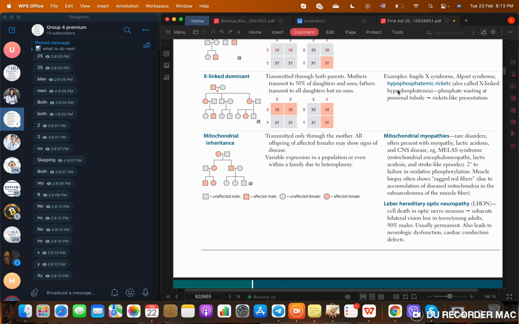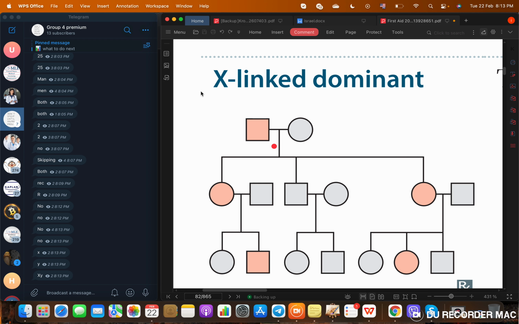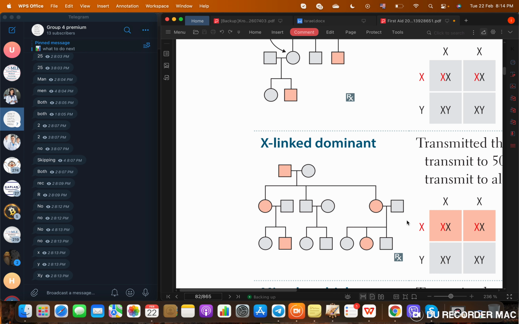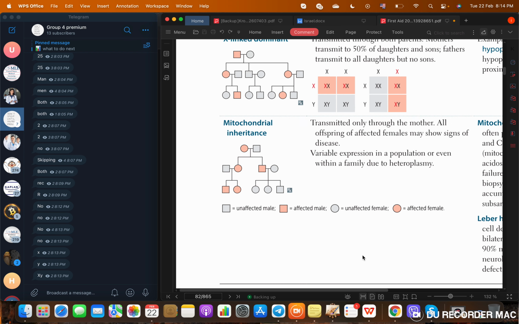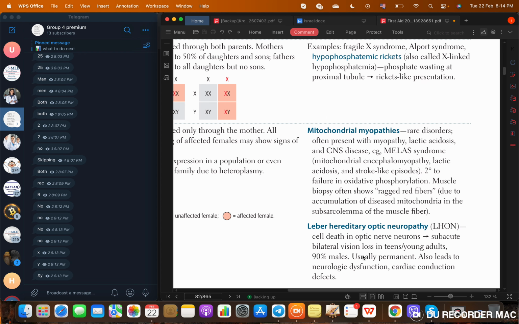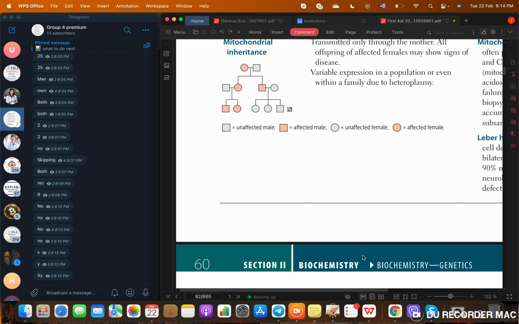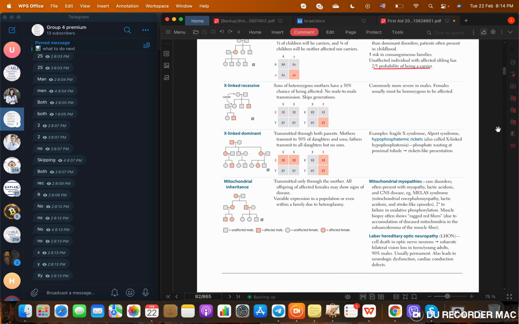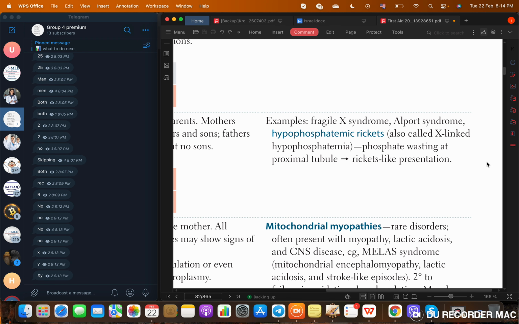Yep. So they write here, the father will not transmit to the sons, but he will transmit to all of his daughters. So what I actually do when I get such a question is that I look at the father and I look at the offspring. So I see that all of the daughters are affected, but none of the boys is affected. So I'm getting suspicious. It's involving every generation, and most likely it will be one of the few diseases that you have to know about. One of them is super important actually.